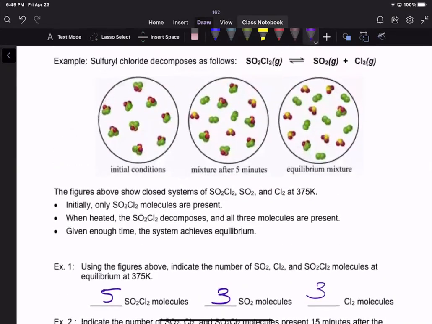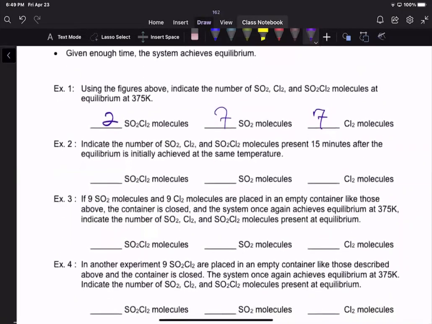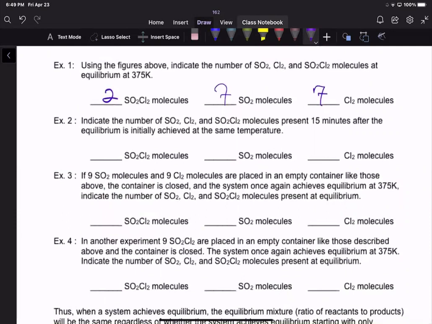Here's the equilibrium mixture. In that one, it looks like we just have 2 SO2Cl2 molecules left, right? There and there. And then we have 1, 2, 3, 4, 5, 6, 7 SO2s and 7 Cl2 at equilibrium. All right, so 15 minutes later, it's going to be the same.